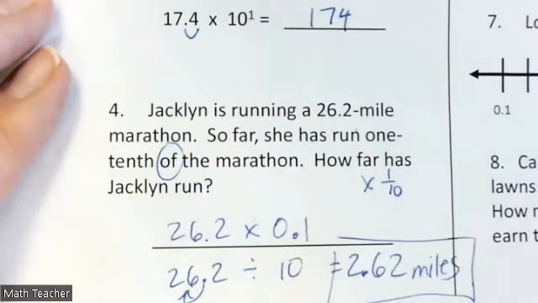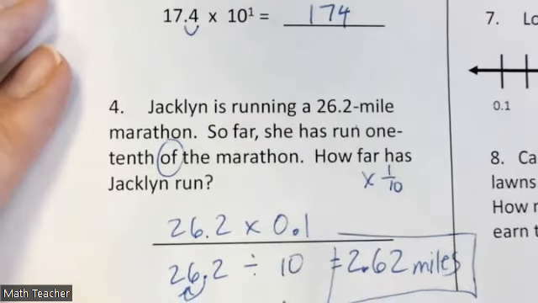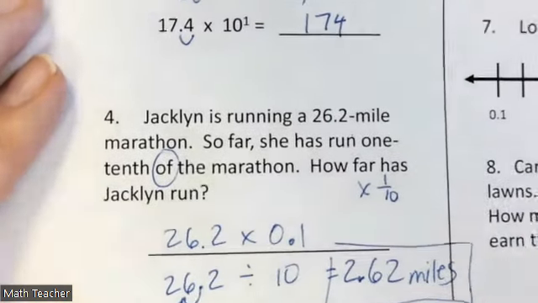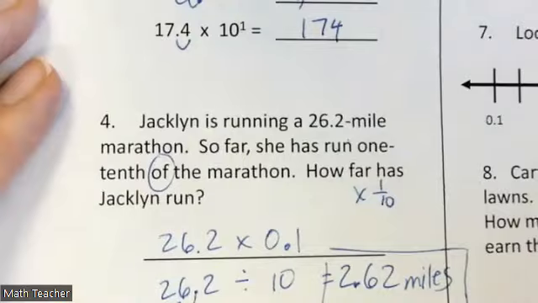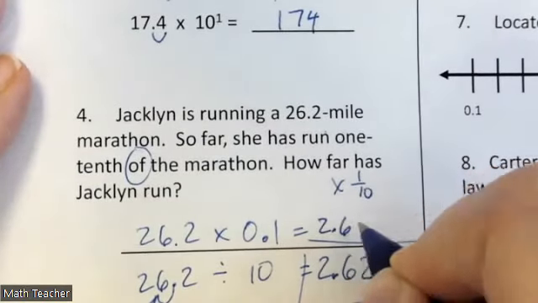Remember, in math, "of" means multiply. So the question is 1/10 of 26.2, so we're multiplying, or you can divide by 10. You can think of it as multiplication or division, whatever your preference is. Either way, you would get 2.62 miles.